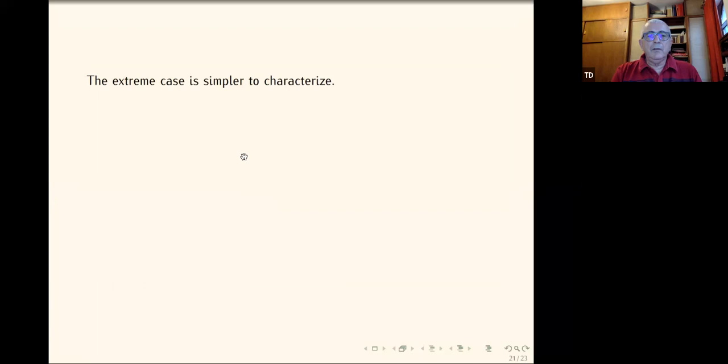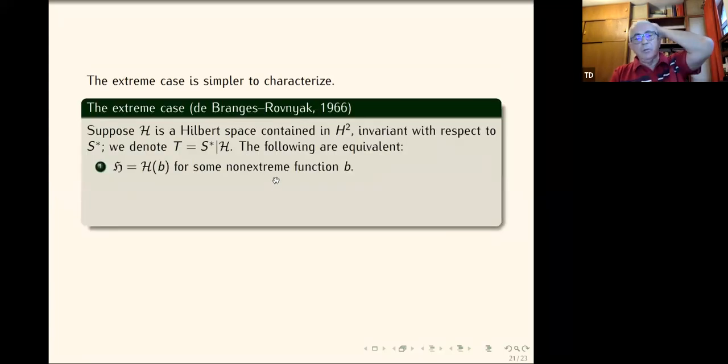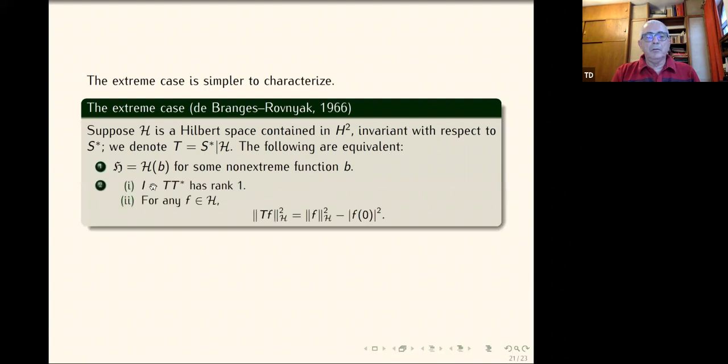The extreme case is simpler to characterize. In fact, it was already done by de Branges and Rovnyak in 1966 in those two papers. Namely, you have to ask that this defect has rank 1. And moreover, you have equality for difference quotients for any F in the space. So in particular, k_0 satisfies this. The equality is clear if you look at how the adjoint of the shift acts: it just cuts the first coefficient if you look at the norm.